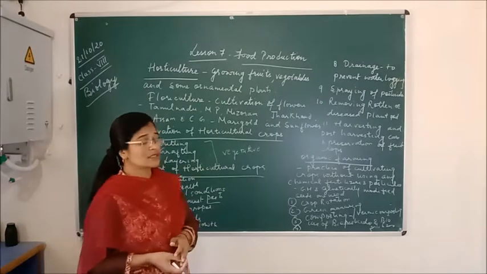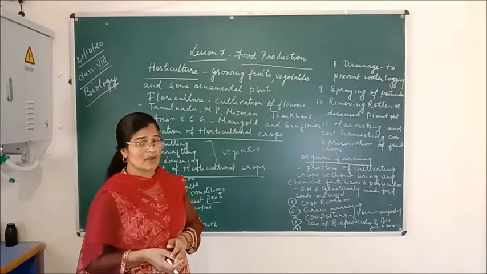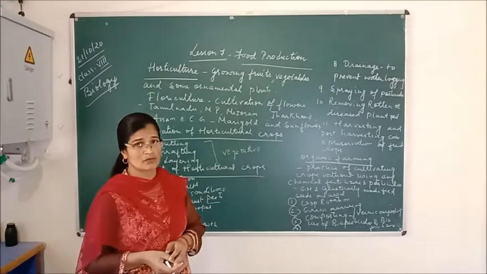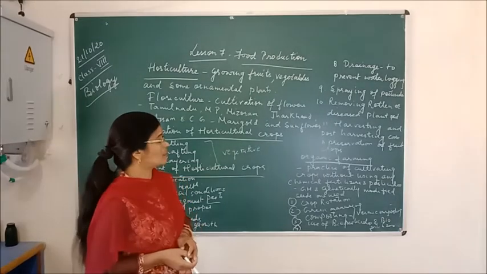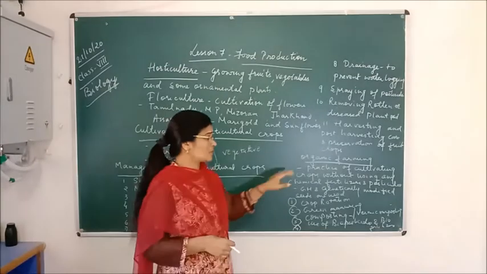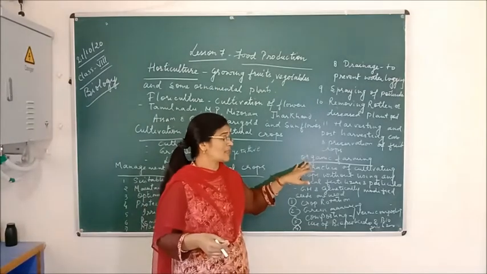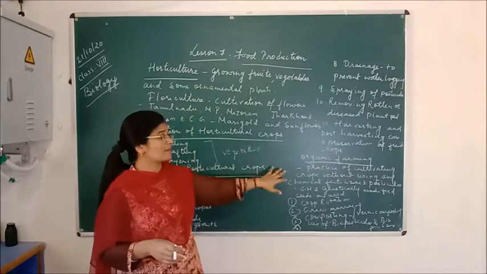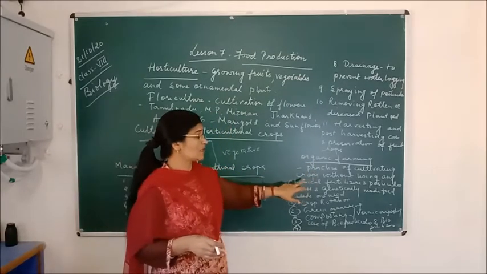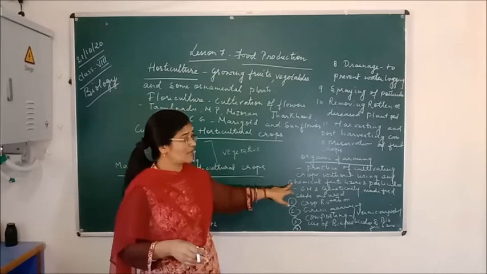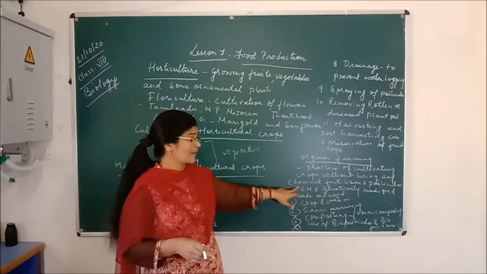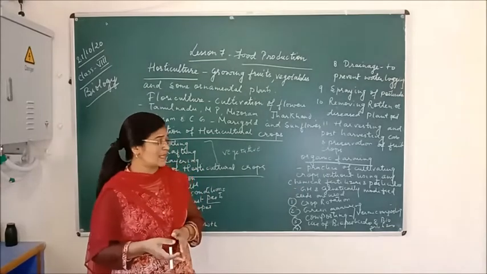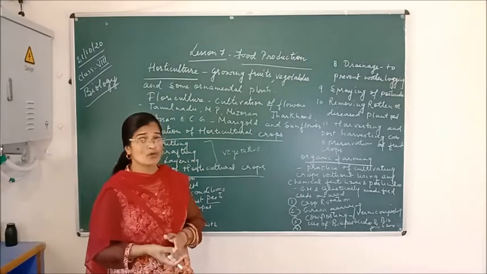So these are all the different points which we have to manage while practicing horticultural crops, especially fruits, vegetables and some ornamental plants. Now we'll talk about organic farming. Organic farming means it is the practice of cultivating crops without using any kind of chemical fertilizers and pesticides. Means it is totally based on the manures as well as composting.